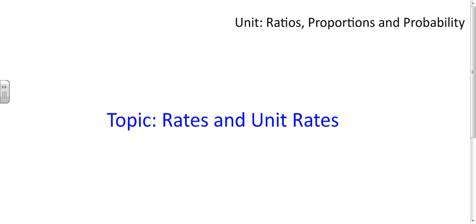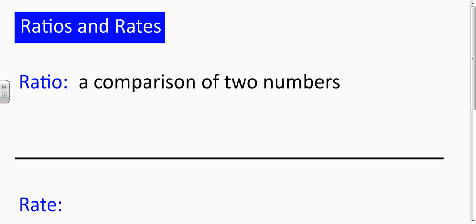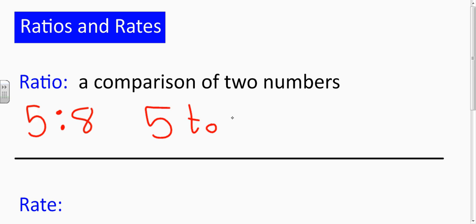In this video, you'll learn about rates and unit rates. Let's get some definitions down. A ratio is a comparison of two numbers. So I can write ratios like this. I could say 5 to 8 using a colon here to separate. Or I could spell out the two, 5 to 8. Or we also can just write it as a fraction. These are three ways that we see ratios.